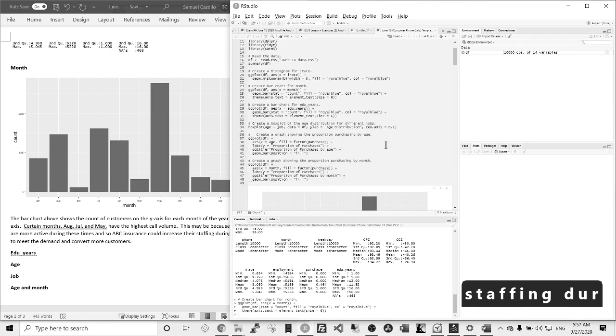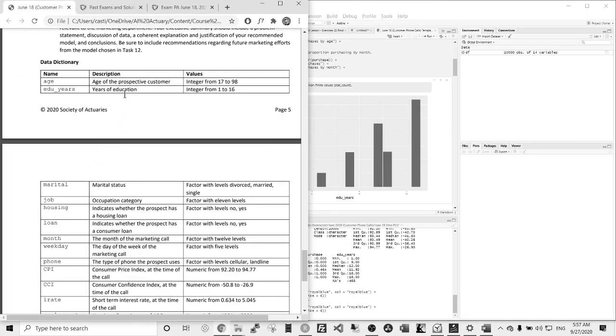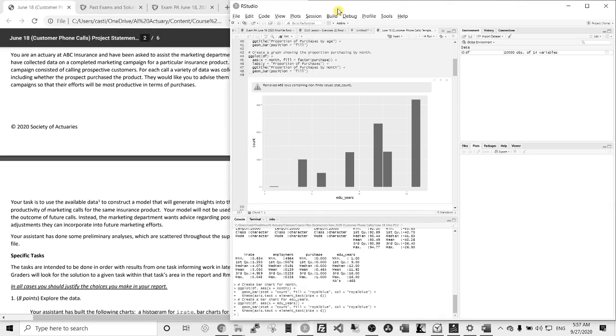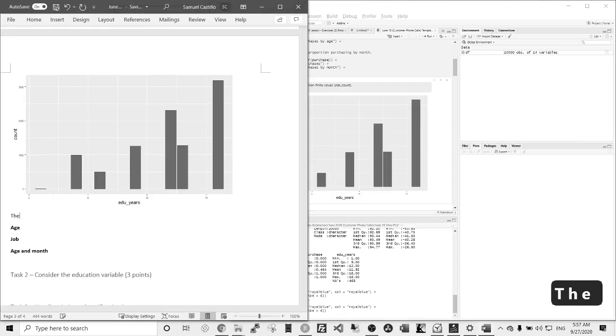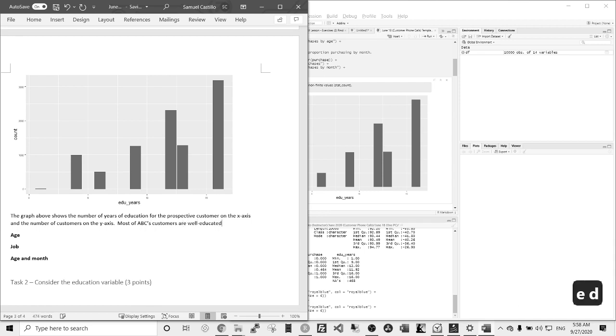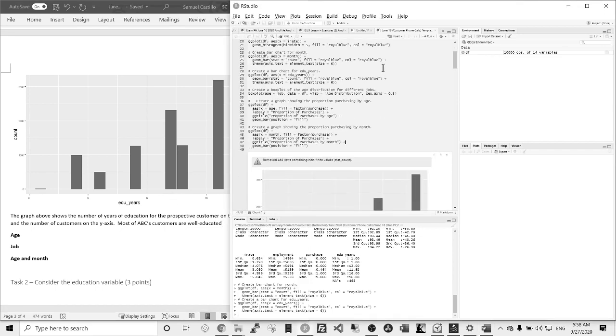The next variable. What is EDU years? EDU years are just the years of education. So years of education for calling prospective customers. Yeah, so it's the number of years of education for the prospective customer. The graph above shows the number of years of education for the prospective customer on the x-axis and the number of customers on the y-axis. So most of ABC's customers are well educated, and it would be nice if we had labels for each of these bars, right?